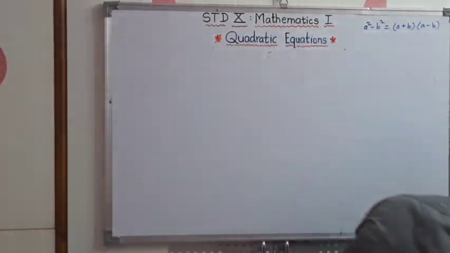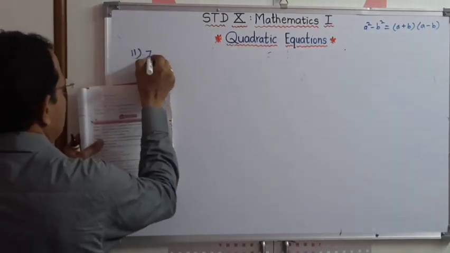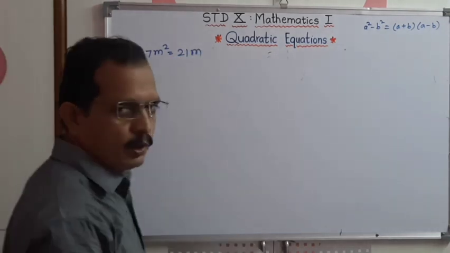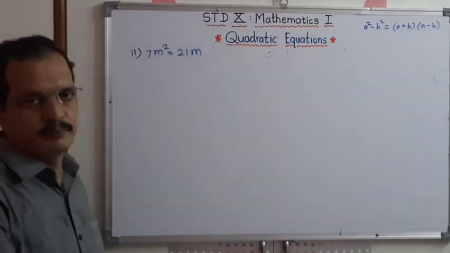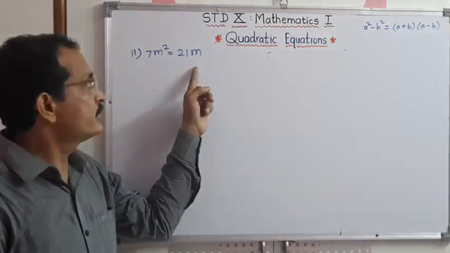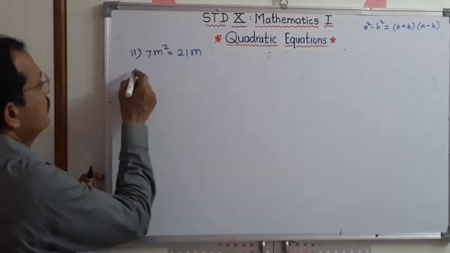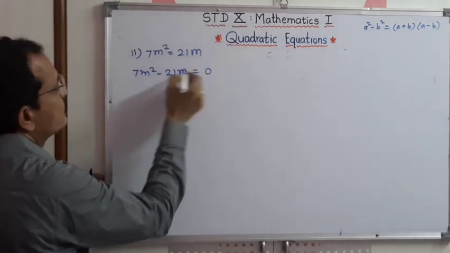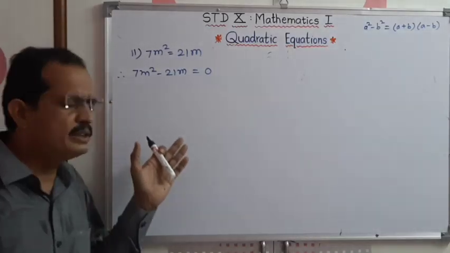See the sum, it is the 11th one. 7m square is equal to 21m. Now it is not in a standard form. In the previous sum, the middle term was not there, that is the value of b was 0, and in this case the constant term is 0. Now see, 7m square minus 21m equal to 0. Constant term is not there. Then how to solve? Very easy.